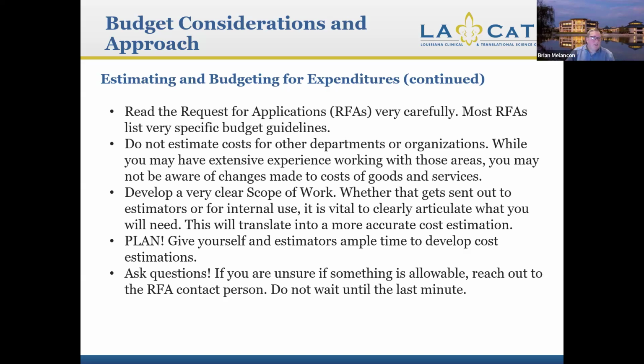Even these small grants, they're very particular and very specific about what they want to accomplish for the budget. So read the RFAs carefully. Of course, if it's not specific, there's usually a contact there at the bottom of every RFA on who to talk to. So reach out, ask questions. There's nothing stopping you from saying, can I budget for this? And they should be able to tell you yes, no, or it depends. Have that conversation with the RFA contact person.